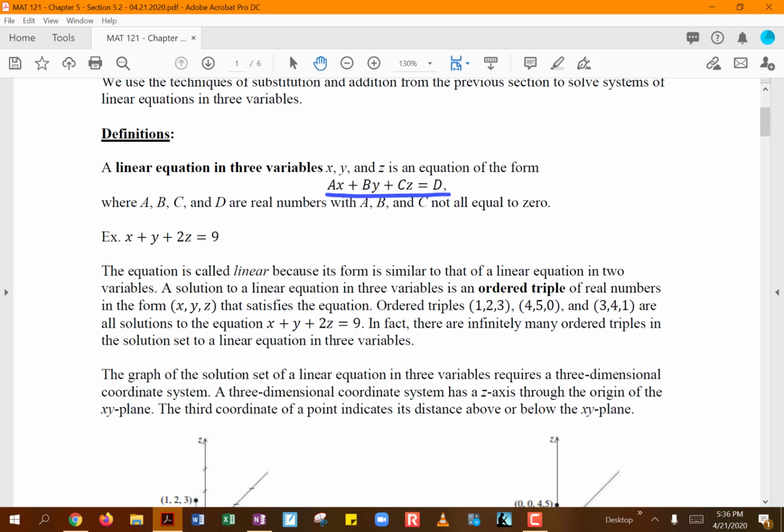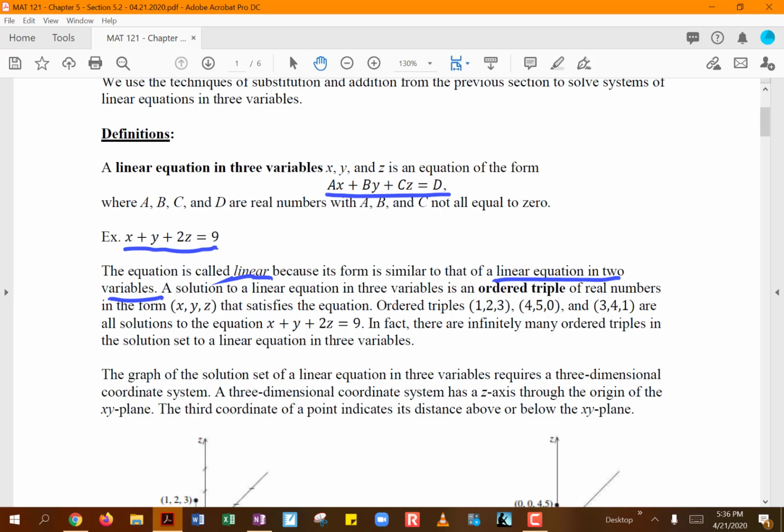Just as an example, this equation can end up looking like x plus y plus 2z equals 9. Now, even though we are calling this a linear equation, and the only reason we call it a linear equation is because it has a form which is similar to our linear equation in two variables like we saw in the previous section, you are actually not going to get a straight line when you graph this.